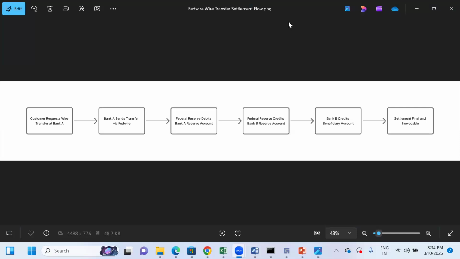Step 2, Federal Reserve checks the messages for authenticity, including syntax, and fund availability in the sender's reserve account.